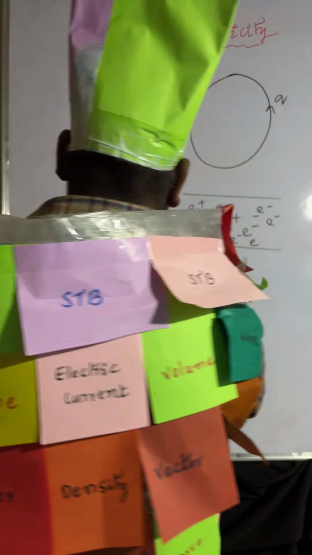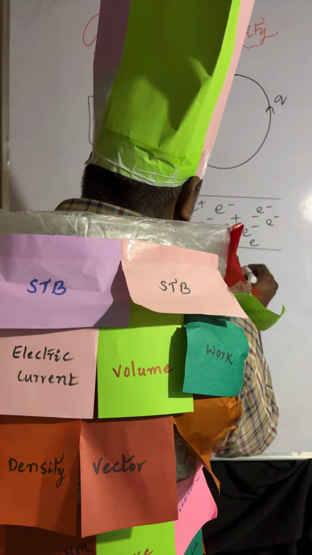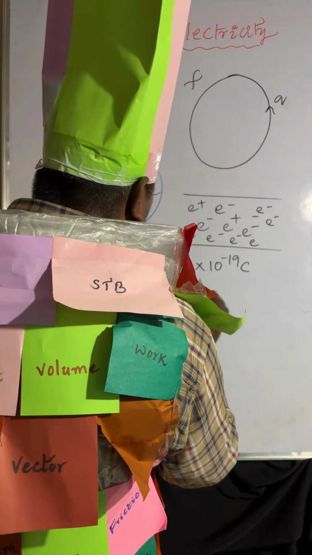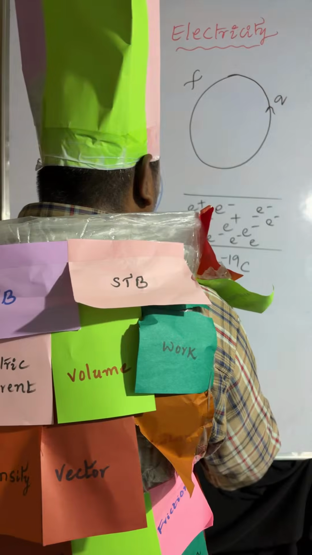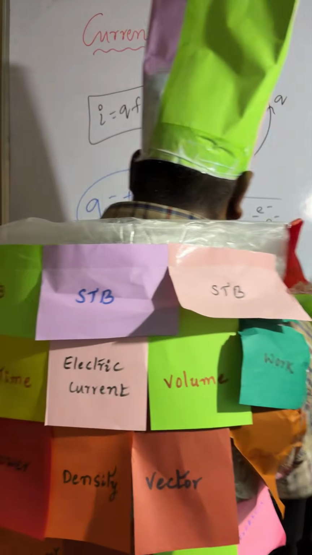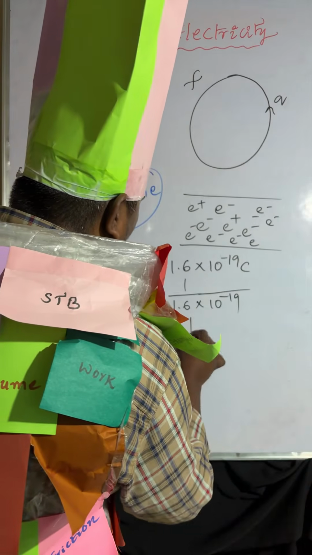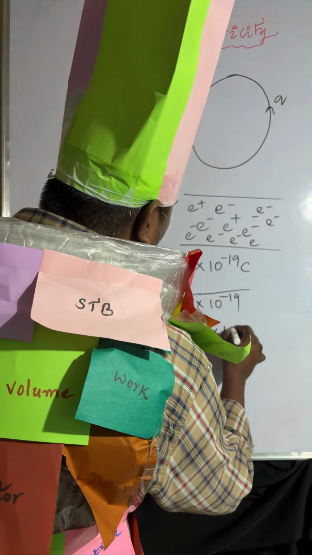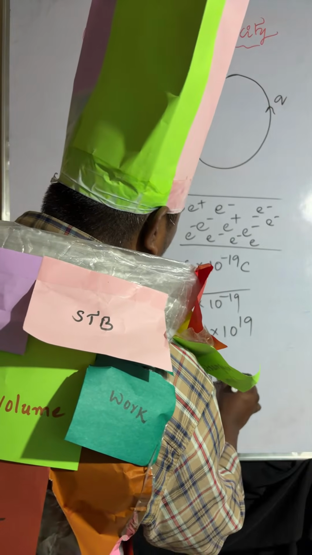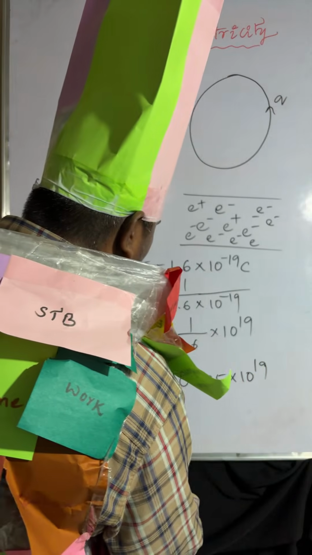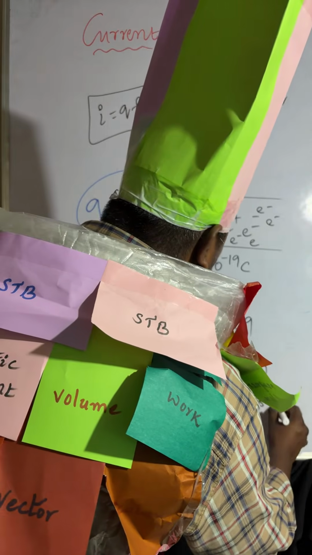On one electron, the charge is 1.6 into 10 power minus 19 coulomb. In 1 coulomb, you can take 1 by 1.6 into 10 power minus 19. So you can observe here 10 power minus 19, which can be written as 1 by 1.6 into 10 power 19. If you solve, you'll get 0.625 into 10 power 19. Then you'll get, in 1 coulomb, 6.25 into 10 power 18 electrons.